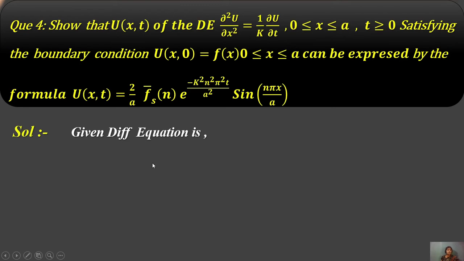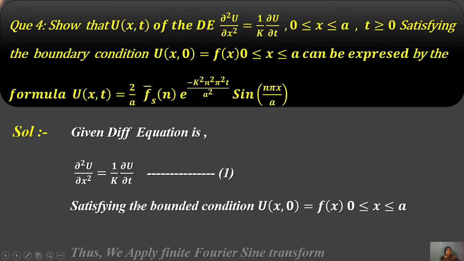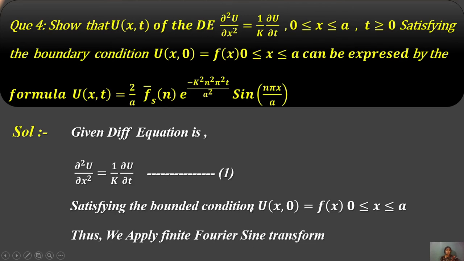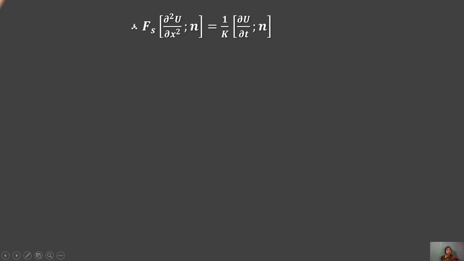The given differential equation is ∂²u/∂x² = (1/k) ∂u/∂t. First of all, this is equation 1, satisfying the boundary condition u(x,0) = f(x), 0 ≤ x ≤ a. Okay, we apply the finite Fourier sine transform. Then we get the transform of ∂²u/∂x² equals (1/k) times the transform of ∂u/∂t.